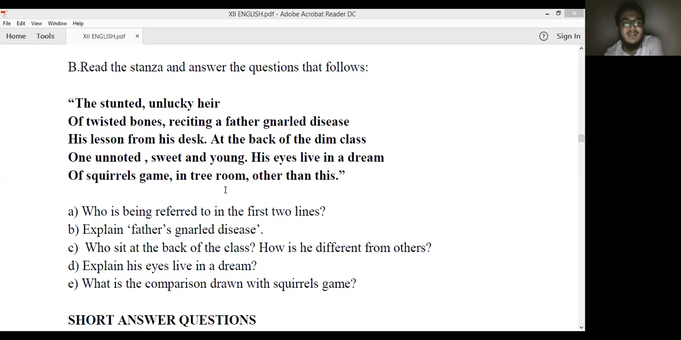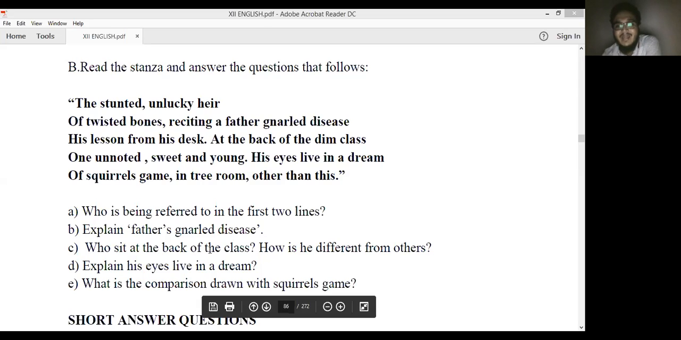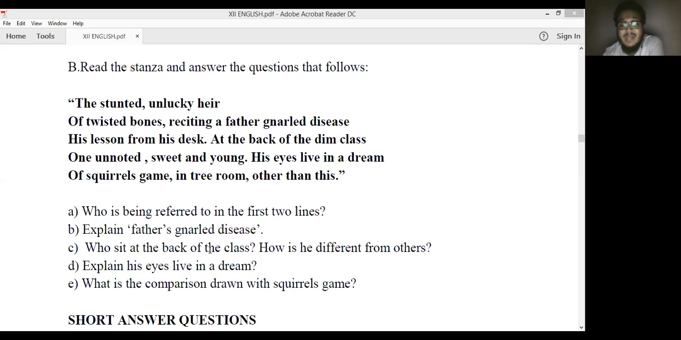See, this kind of question number B asks to explain father's gnarled disease. In this word or in this line, if there is any poetic device used, you must write that. Then you must explain what these words mean and what they mean in the poem. You have to explain in this way: what is the poetic device, what it compares, the dictionary meaning and the poetical or figurative meaning. Similarly, when an explanation question comes with a line given, such as explain his eyes live in a dream, in the same way you are going to explain the answers of these questions.